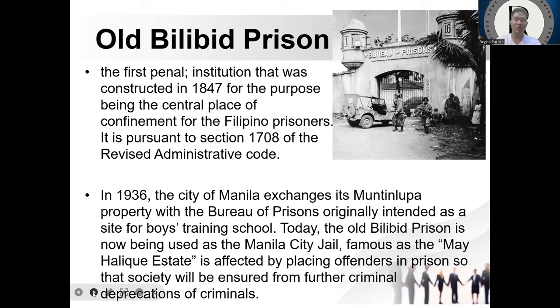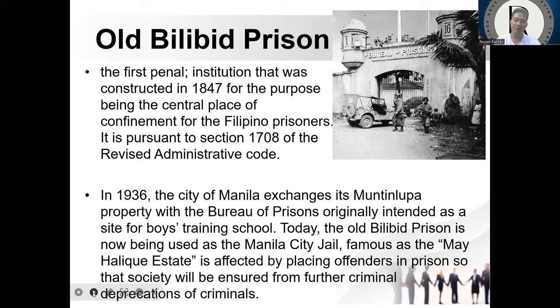So of course, ang story dyan, class, yung City of Manila exchanged its Muntinlupa property with the Bureau of Prisons, originally intended as the site for a boys' training school. Today, the Old Bilibid Prison, class, is now being used as the Manila City Jail. Again, take note ha, ang Old Bilibid Prison as our first penal institution na meron tayo, that is now called the Manila City Jail. Kasi nga, nag-exchange. Kasi nga, di ba, ang New Bilibid Prison ngayon, matatagpuan natin yan sa Muntinlupa City.